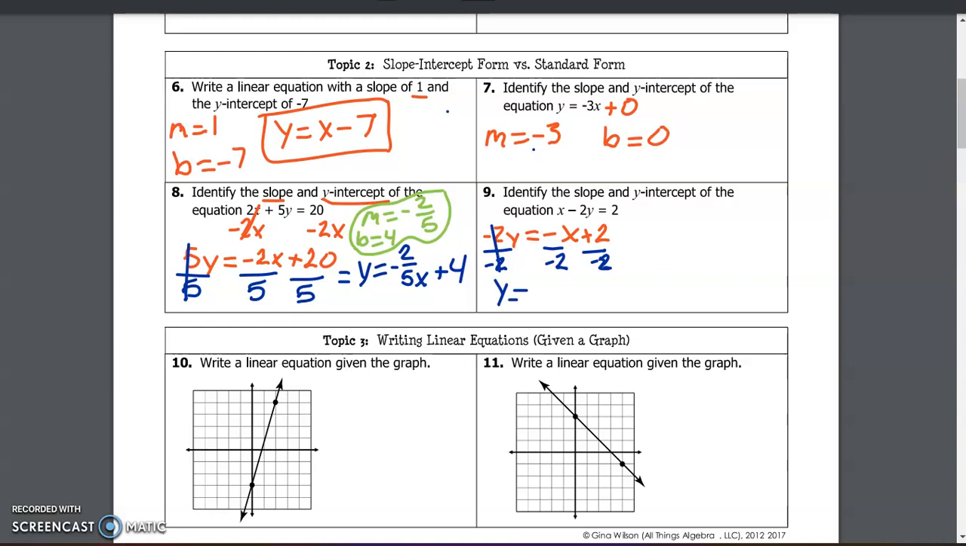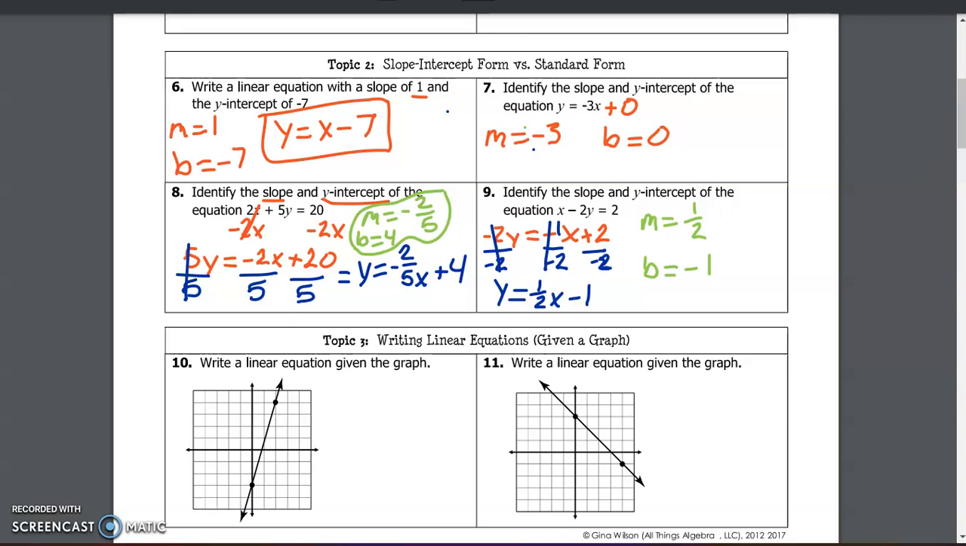So this is y equals. Now, these negatives cancel out. And remember, there's an imaginary 1 in front of x, so this is technically 1/2 x. And then 2 divided by 2 is just 1, so it's a positive and a negative, making it negative 1. So that's your equation. When they want to know my slope and my y-intercept, my slope equals this half right here. And then my y-intercept is negative 1.